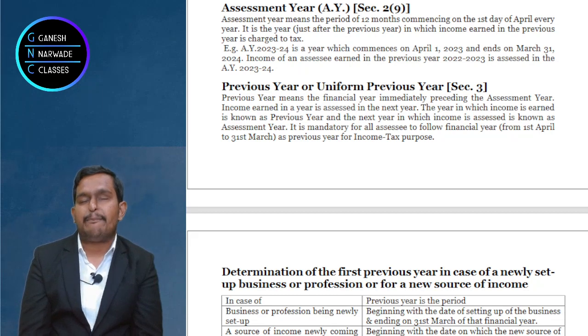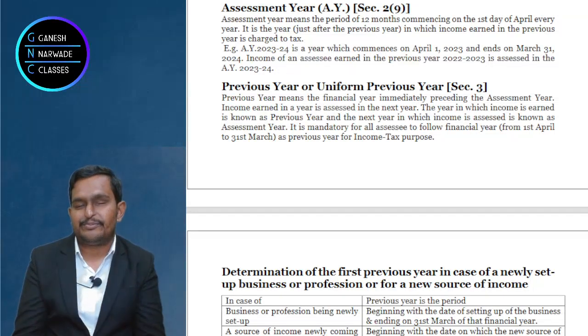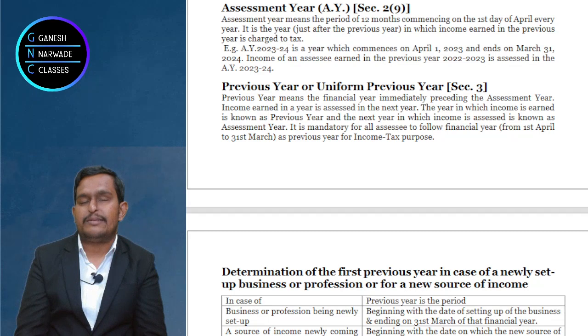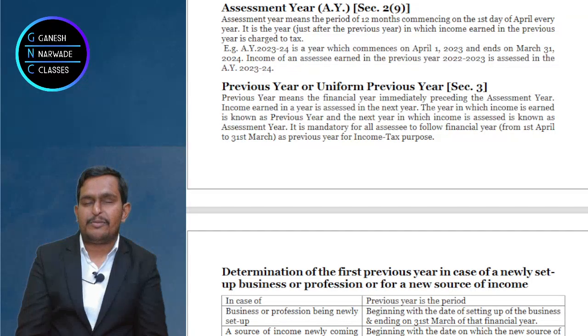Now, what happens in the assessment year? As I already said, you earned certain income in the previous year, and for that the assessment is done. Now, what is assessment? Assessment is declaration of income and final payment of taxes, right? We declare the income through income tax returns. So declaration of income is done and final settlement, payment of taxes, is done. That is what assessment is.